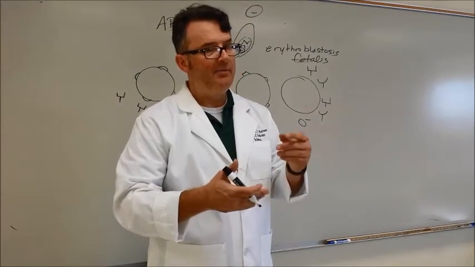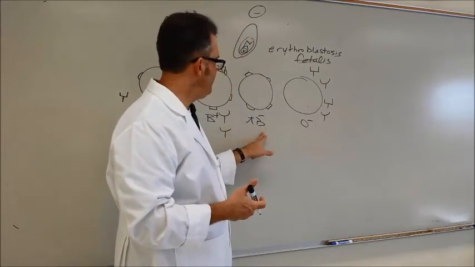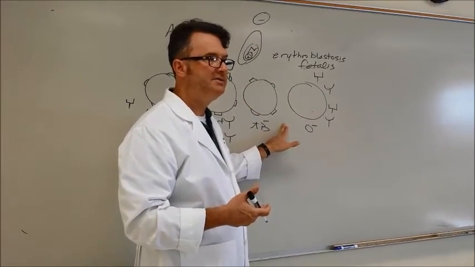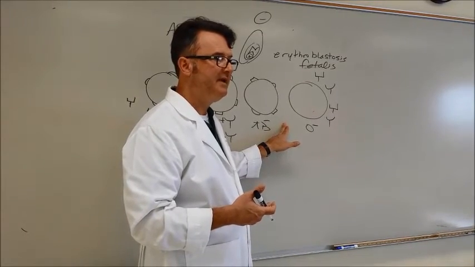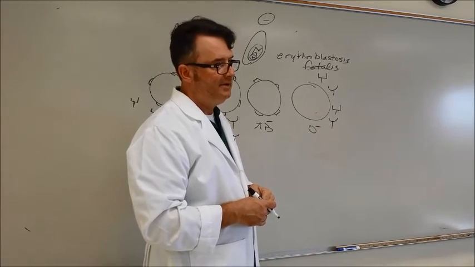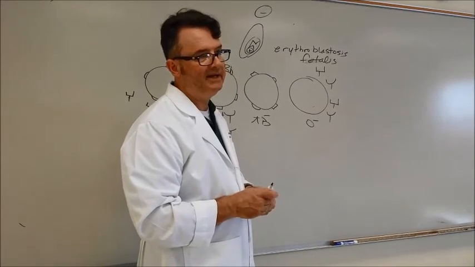And then apparently the universal plasma donor is AB. Why? Because there are no antibodies to blood in it. So that would be the universal plasma donor is AB. And I would guess AB negative would be best.